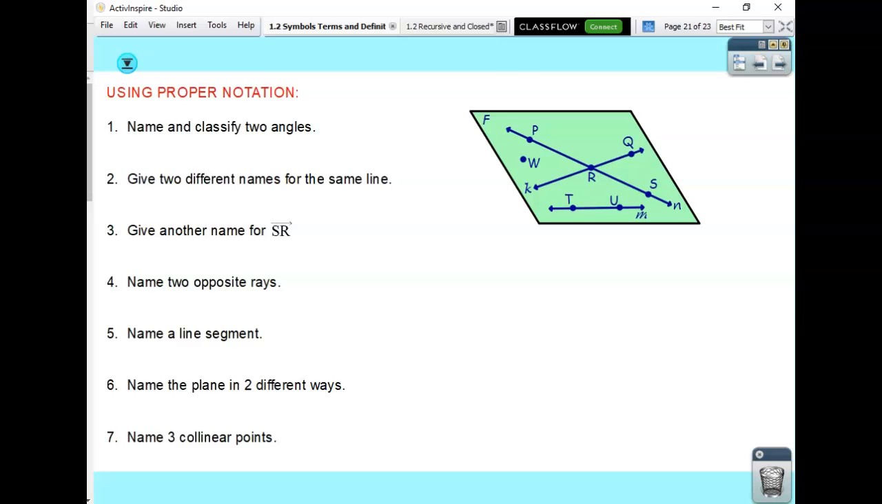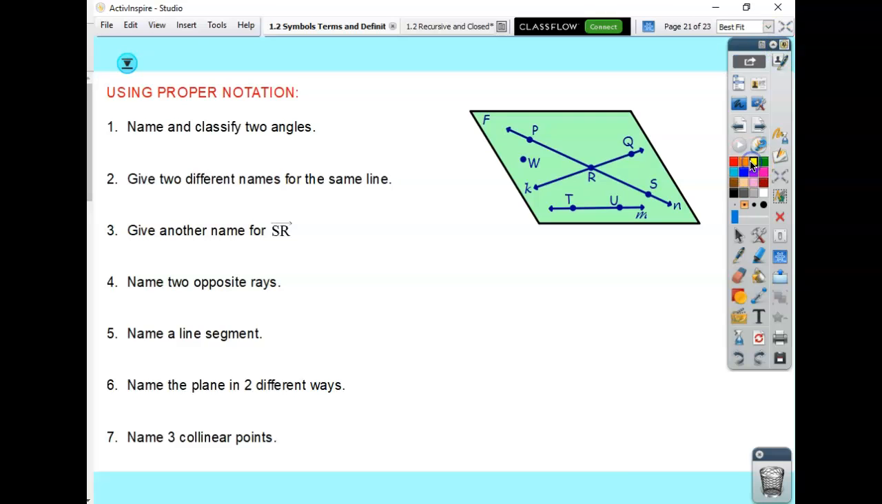So, name and classify two angles. Classifying is just saying whether it's acute, obtuse, right, or straight, and then naming it is using the notation with the three letters afterwards. One of the examples that we used in class today was QRS. So angle QRS would be its name, and its classification would be that because it's between 0 and 90 degrees, this one is acute. So this part is the name, this is the classification.